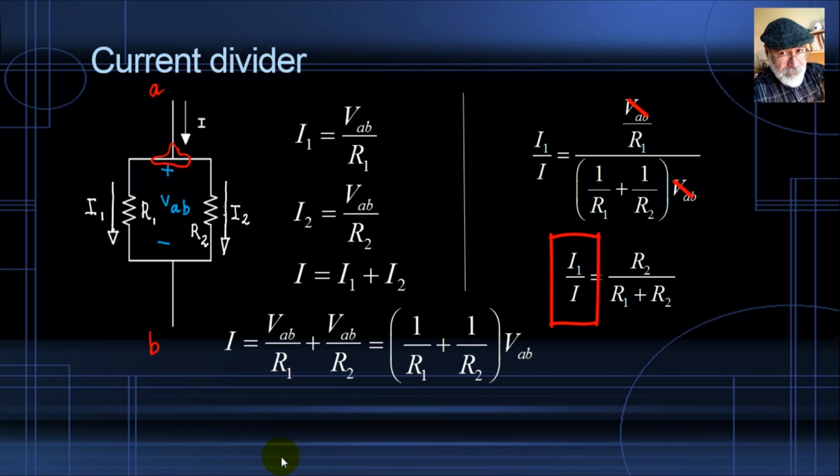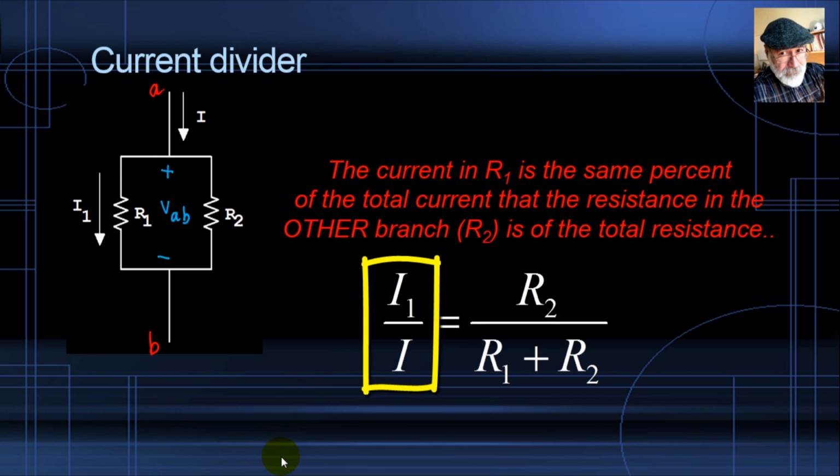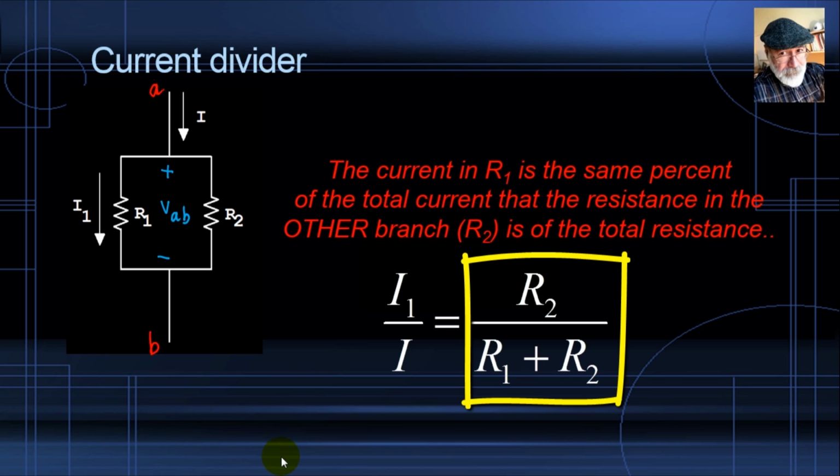I1 is the same percent of the total current that R2, the resistance in the other branch, is of the total resistance R1 plus R2. You say, what? The current in the resistor 1 is proportional to the resistance in the branch 2? Yes. Let's say that again. The current in R1 is the same percent of the total current I that the resistance in the other branch, R2, is of the sum of the two resistors, R1 plus R2.